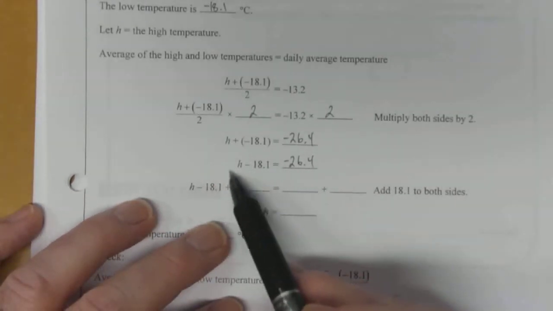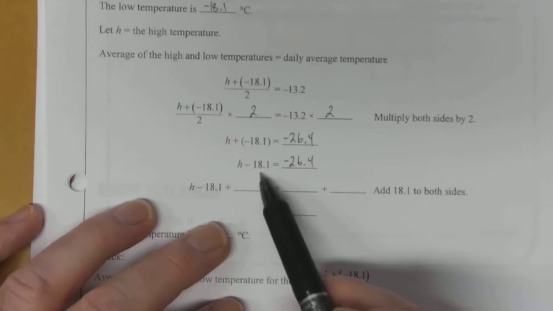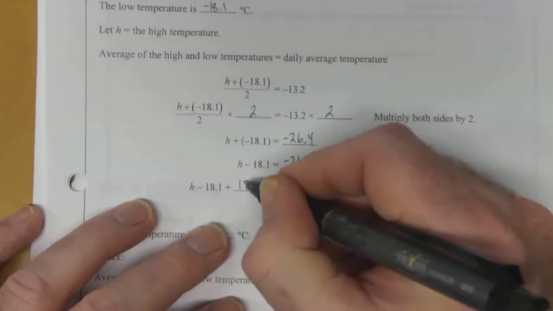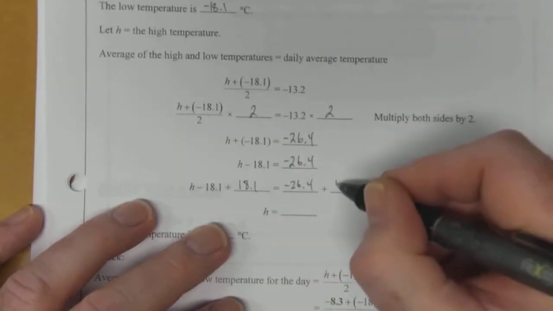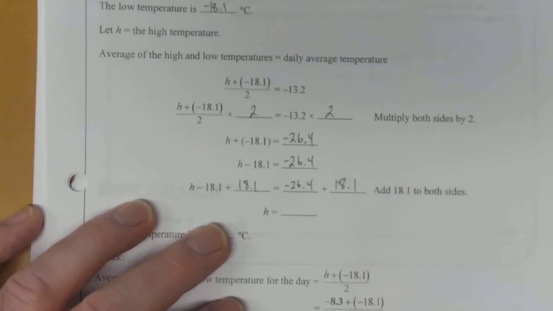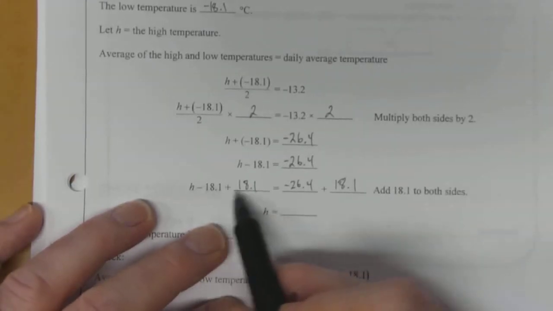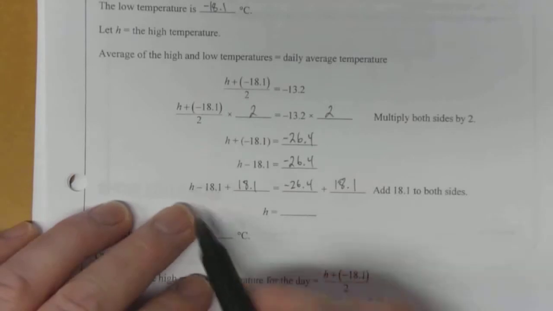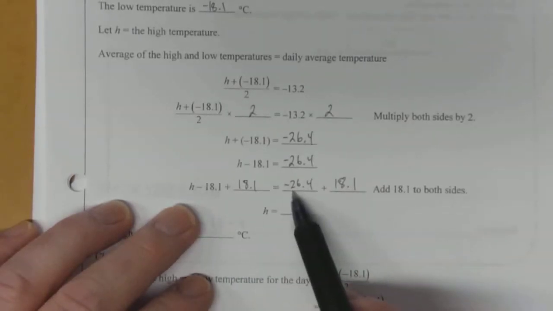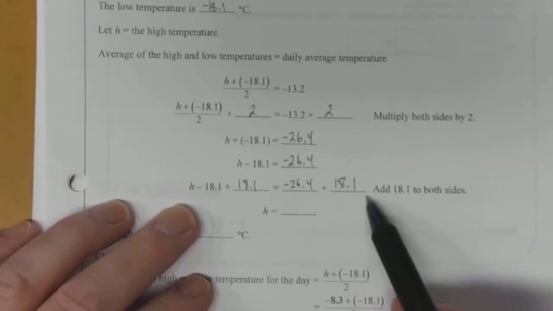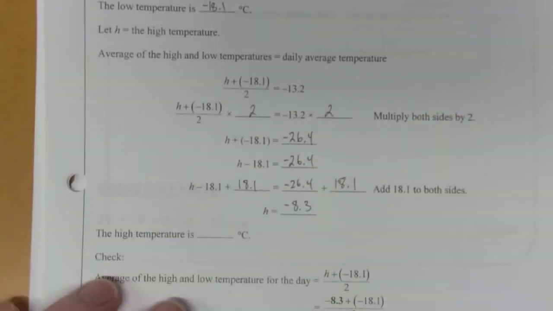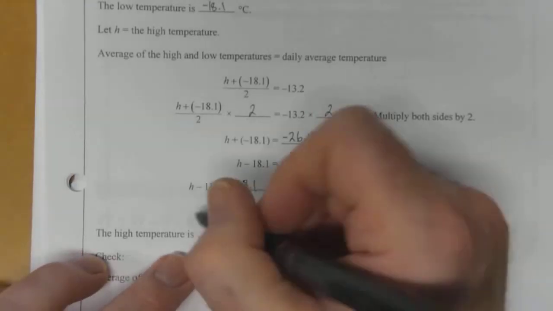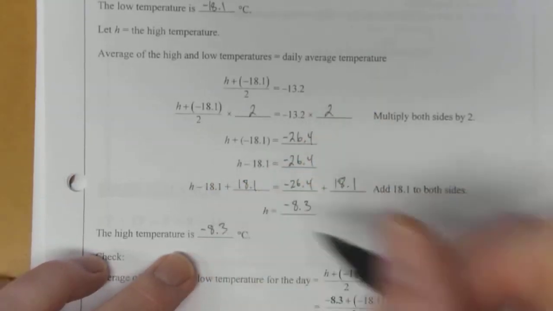So now, in order to isolate the variable, we've got to undo subtracting 18.1, so we're going to add 18.1 to both sides. This is negative 26.4, and we're going to add 18.1 here as well. These two cancel out, leaving us with just H on the left. On the right, negative 26.4 plus 18.1 gives us negative 8.3. So the high temperature, we're saying, was negative 8.3 degrees Celsius.